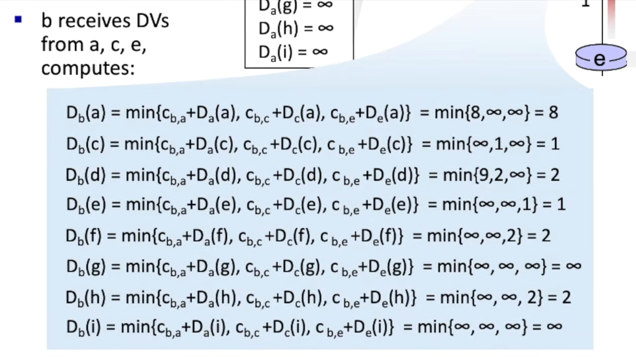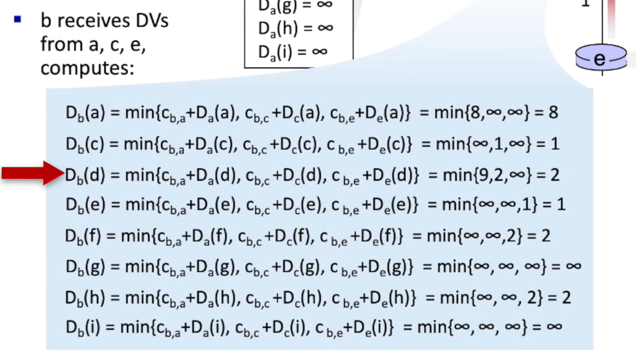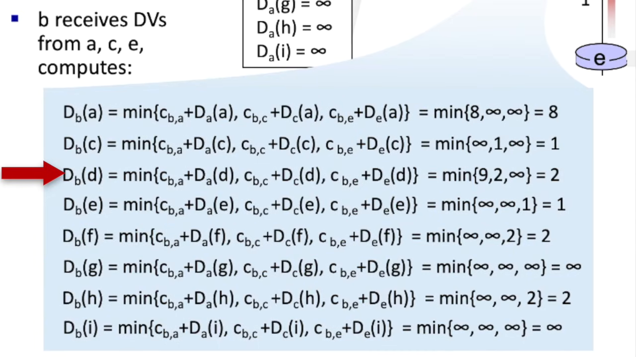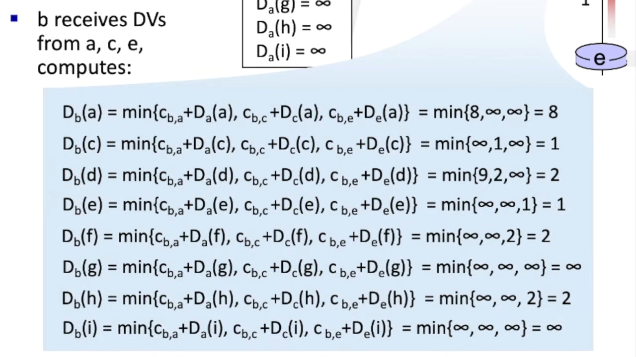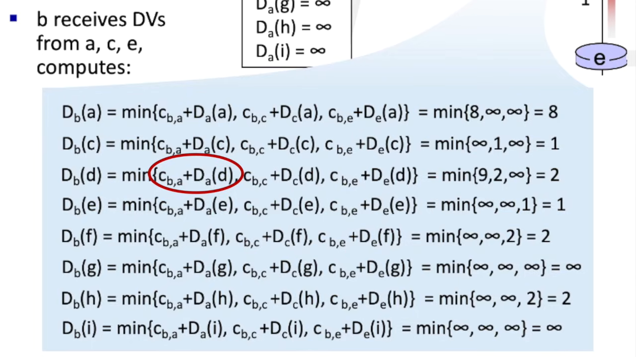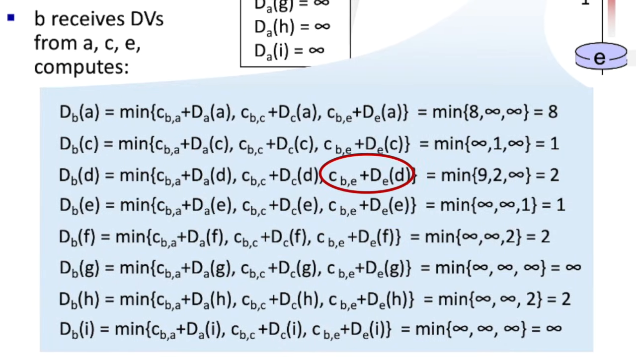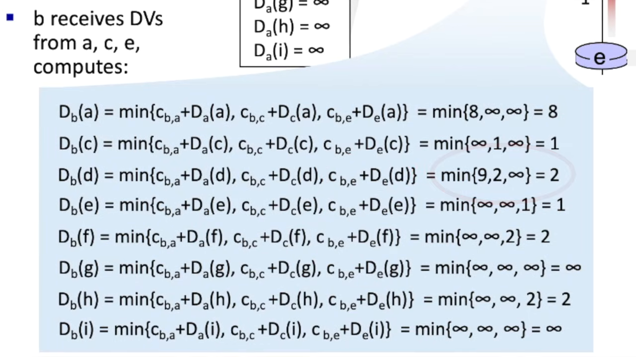But now let's take a look at B's new distance table entry for D. Recall that at t equals 0, B had an infinite cost to get to D. Now it recomputes that cost as follows. B says, well, my cost to get to D is going to be the minimum of three things. My cost to get from myself, B, to A, plus A's cost to get to D, my cost to get from B to C, and C's cost to D, my cost to get to E, plus E's cost to D. If you plug in the values, that becomes the minimum of 9, 2, and infinity, which is 2.